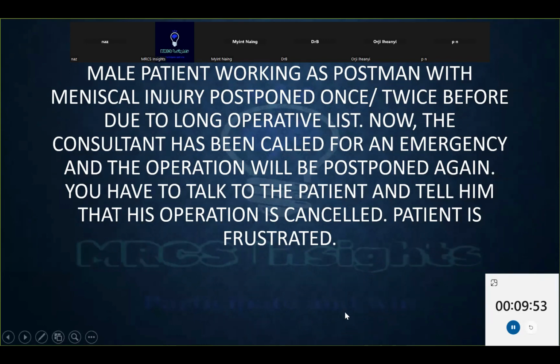Male patient working as a postman with a meniscus injury, postponed once or twice before due to a long operative list. Now the consultant has been called for an emergency and the operation will be postponed again. You have to talk to the patient and tell him that his operation is cancelled. The patient is frustrated. Okay, if you are ready, start now.